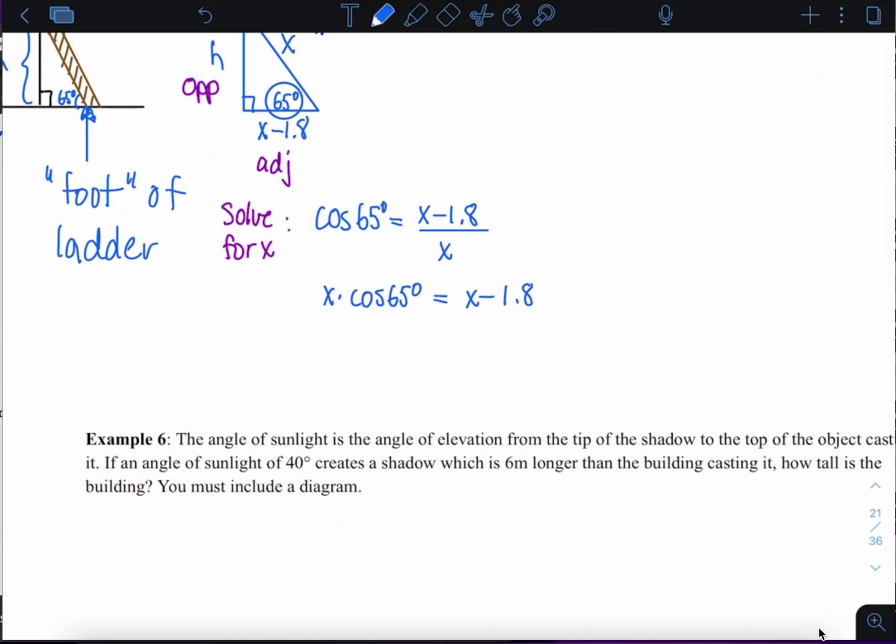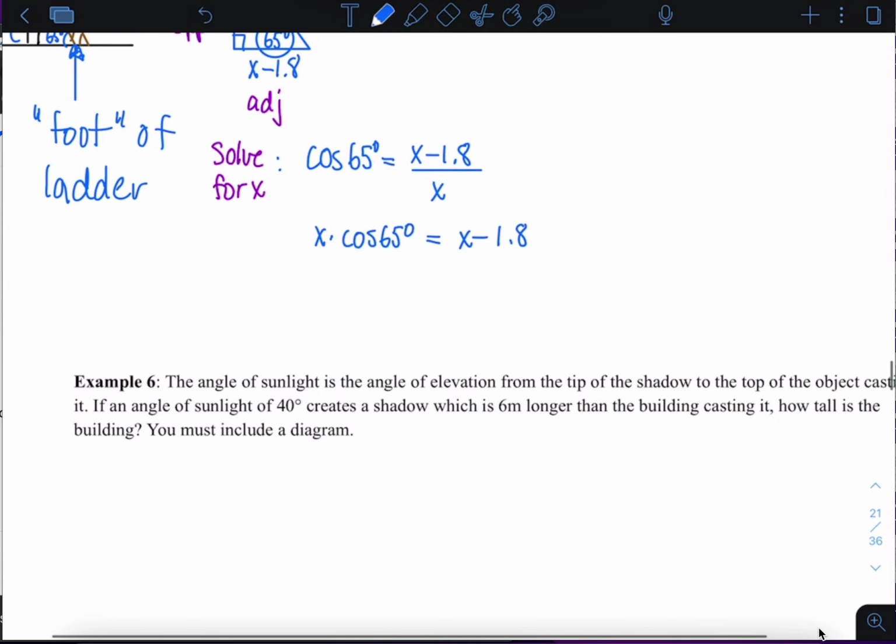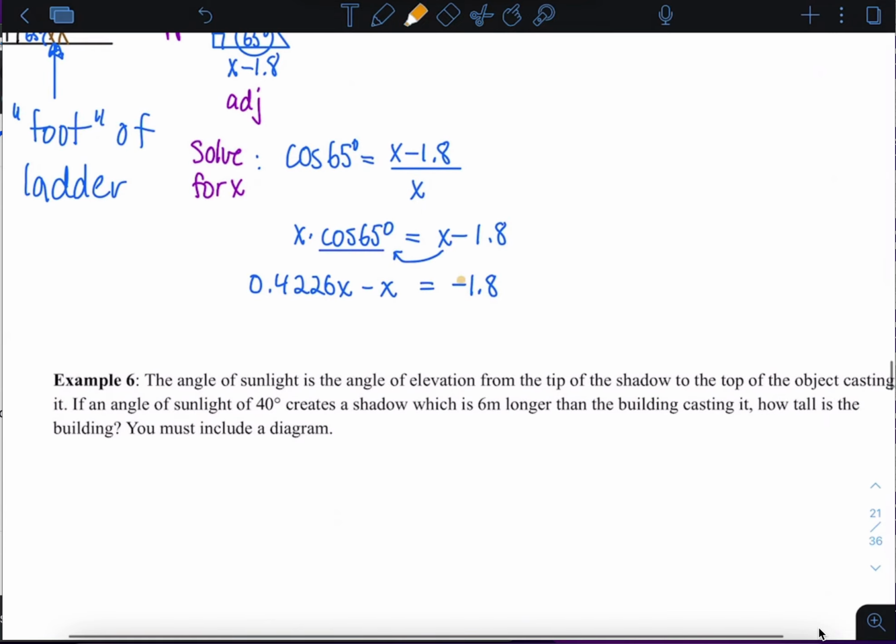So I have to put all my x values on one side. So what I'm going to do, and at the same time, I'll evaluate cos 65 because it might be a little bit easier to understand. And then at the same time I'm going to bring this x to the other side. Subtract x equals negative 1.8. Do not forget this negative, please.